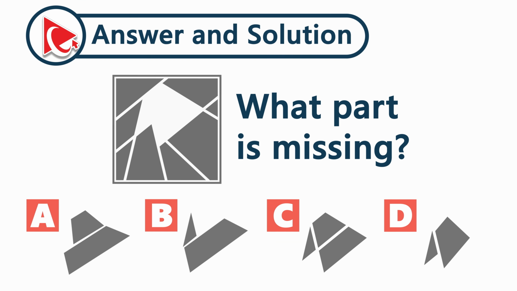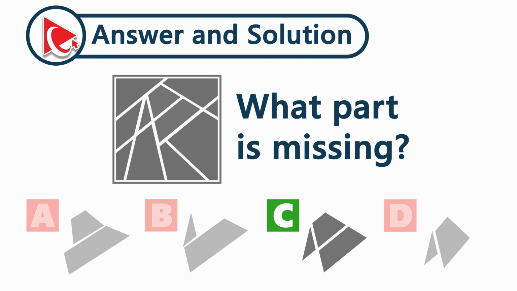Here's how we're gonna solve it. Examine the shapes closely. Which option matches the angles, lines, and positioning of the missing part? If you have selected option C, you're absolutely right. It's the only shape where every angle and line matches perfectly.